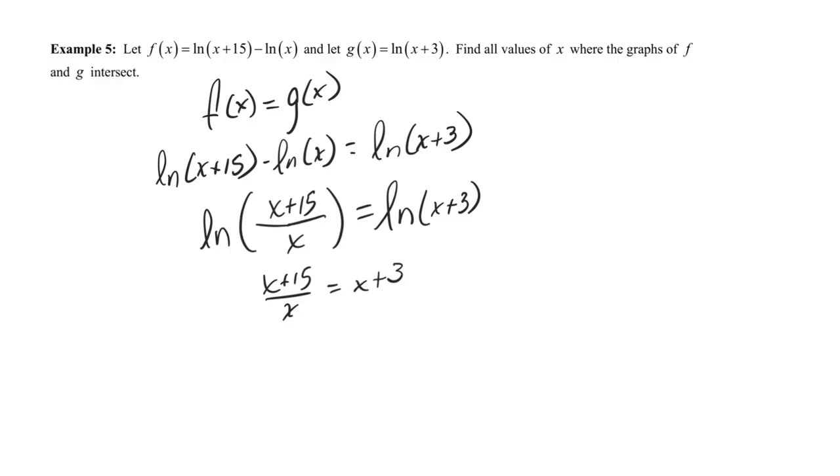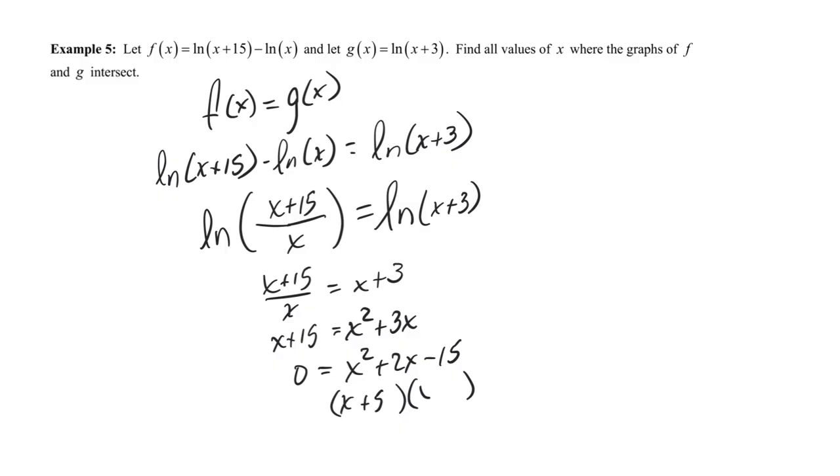Distribute over here, so I got x plus 15 equals x squared plus 3x. So we got a quadratic here, so we're going to move everything to one side. So I got 0 on this side. I got x squared. Move the x over by subtracting, so I got 2x left. Subtract the 15. And now we should be able to factor that. If we can't factor it, we could always do the quadratic formula. If you want to be crazy, you could complete the square, I guess. But this factors with x plus 5 and x minus 3. So we get possible answers of -5 and +3.